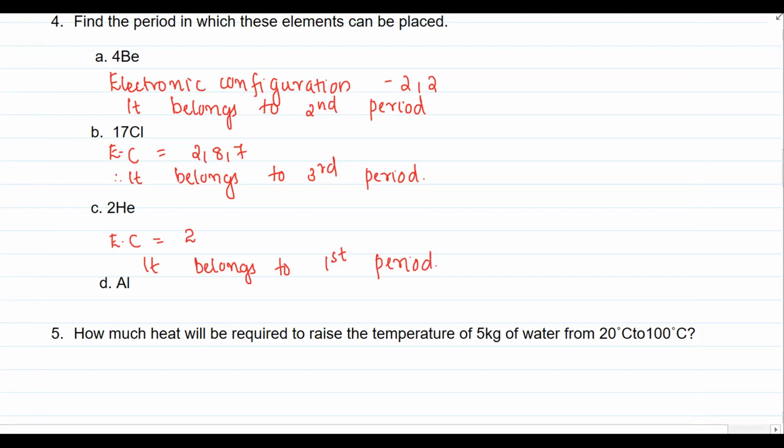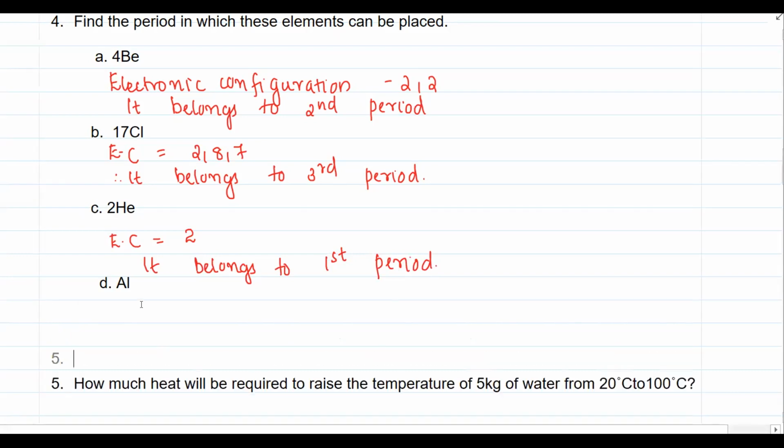Next is aluminium. Aluminium atomic number is 13. So we can write the electronic configuration of aluminium as 2, 8, 3. 3 shells are there. So it belongs to third period.